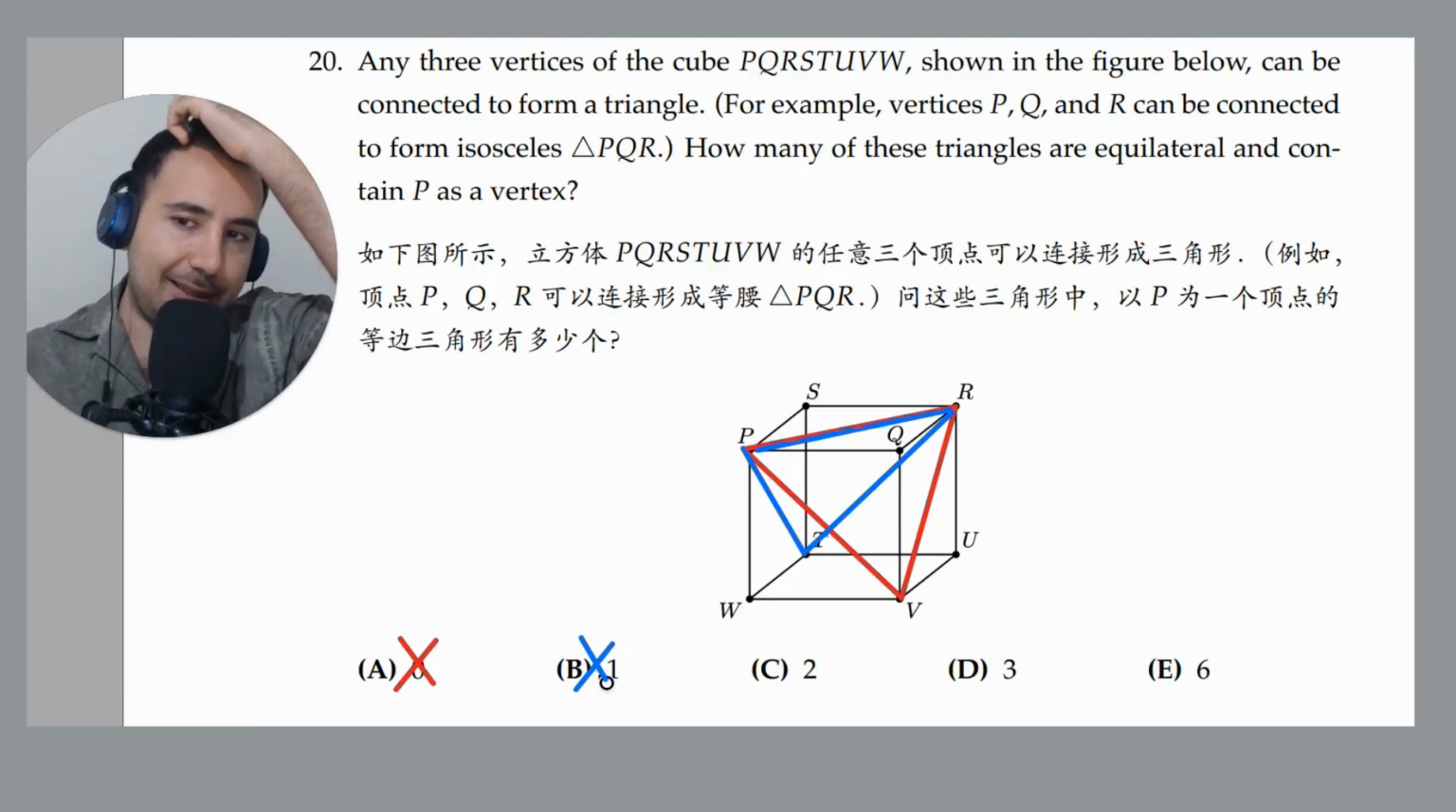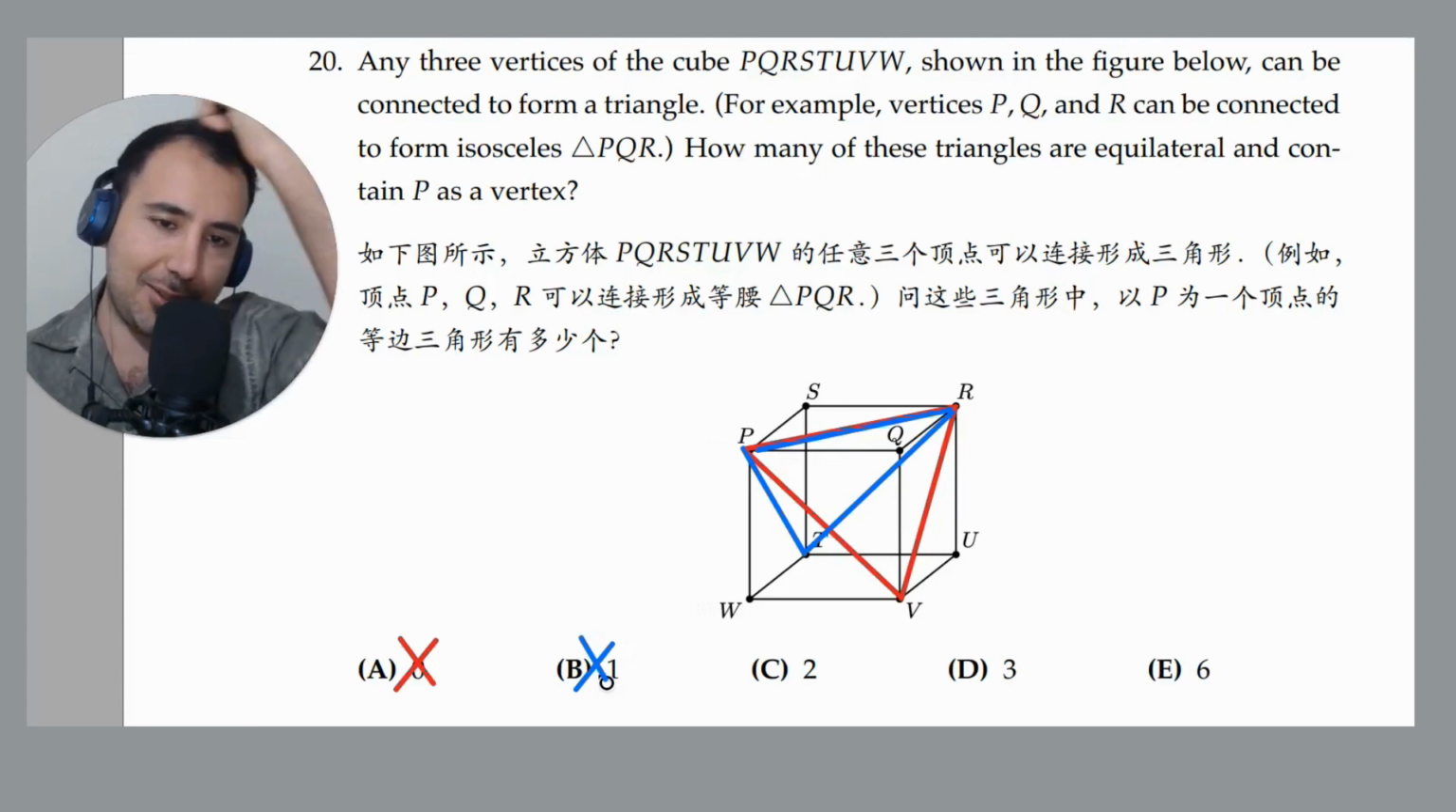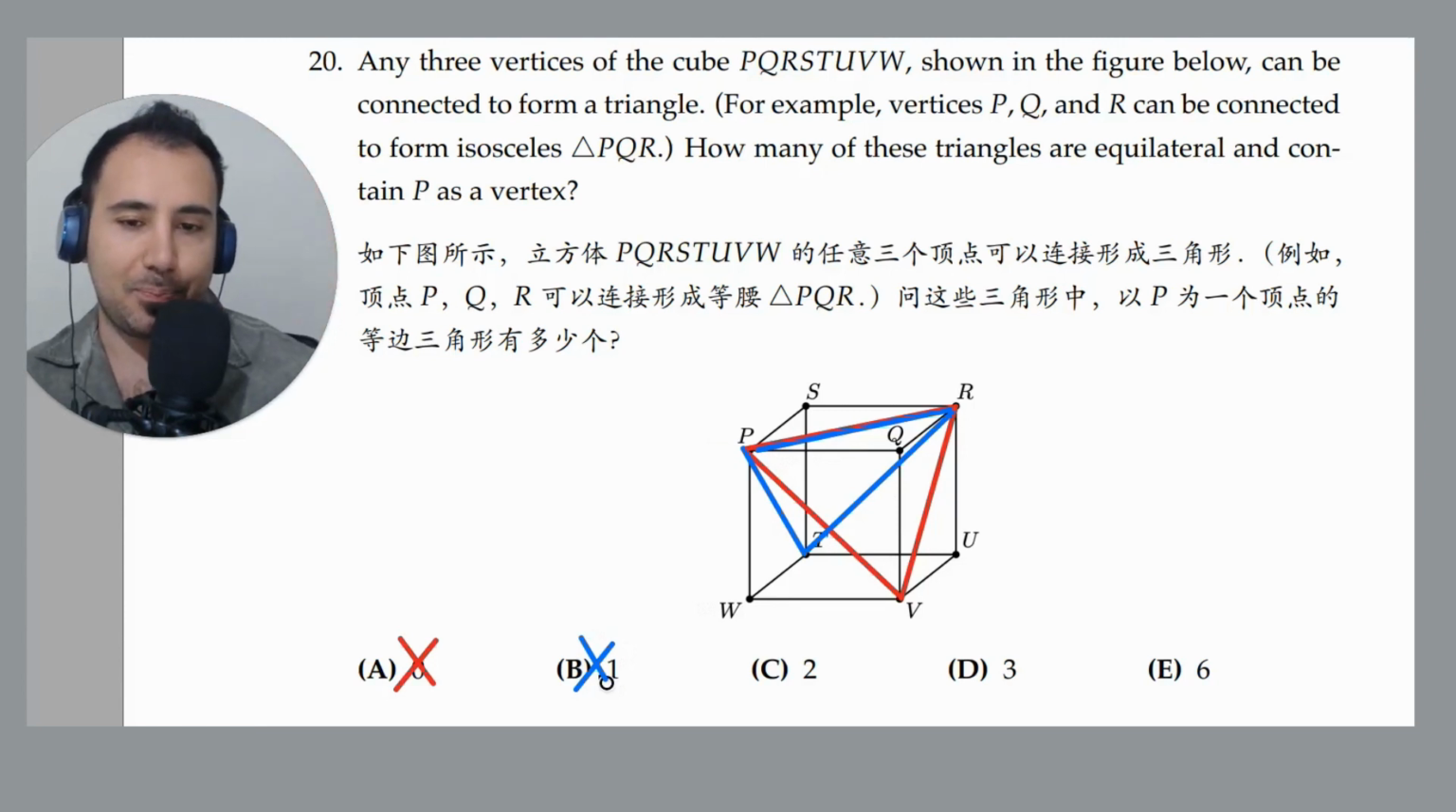Here, one of my students, whom I checked the questions with, stopped at this point and said he couldn't find another one. So he chose 2, which is wrong. But it was kind of obvious that 2 is not the right choice. You see, a cube is symmetrical, and triangles passing through P should also be symmetrical. What do I mean by that?